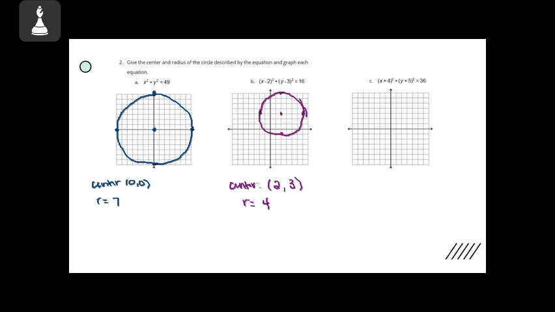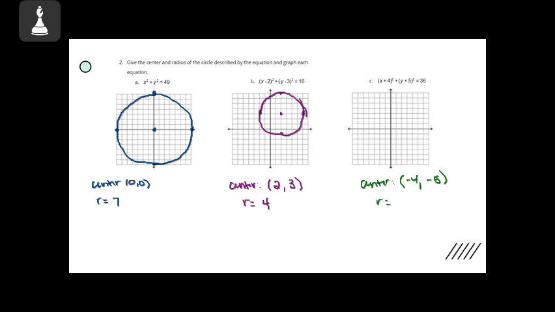And our last one here, so we have x plus 4 quantity squared plus y plus 5 quantity squared equals 36. So remembering that our center is the opposite of what's listed. So if it's plus 4, it's negative 4. If it's plus 5, it's negative 5. And then the radius, we take 36 and square root it, so that's going to give me 6.